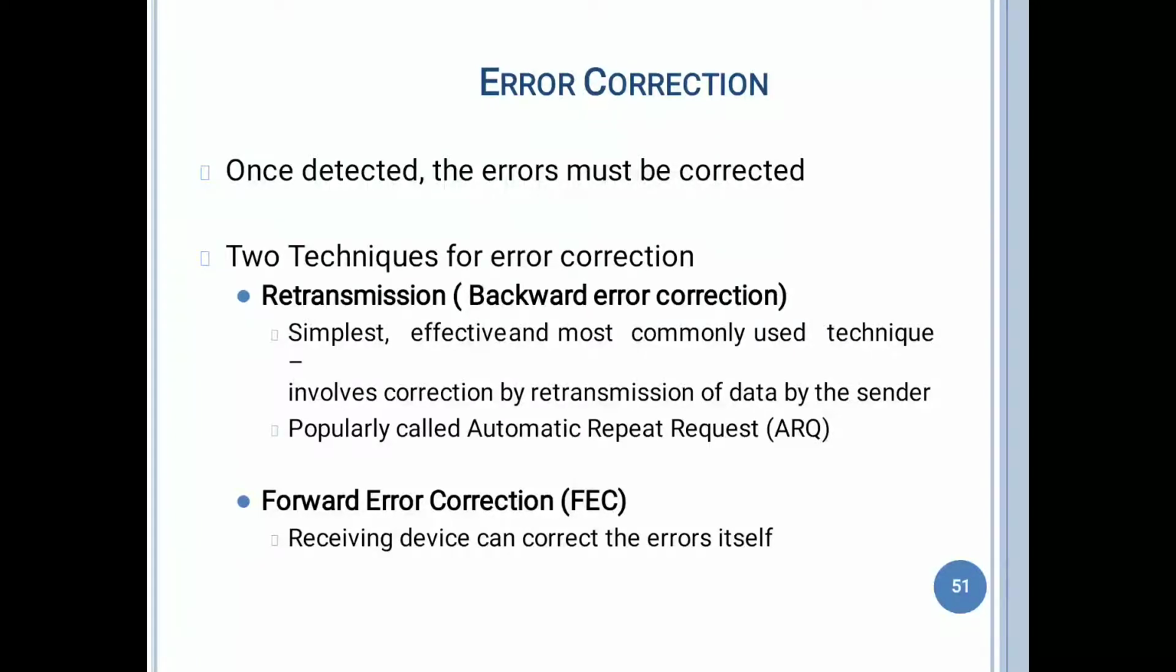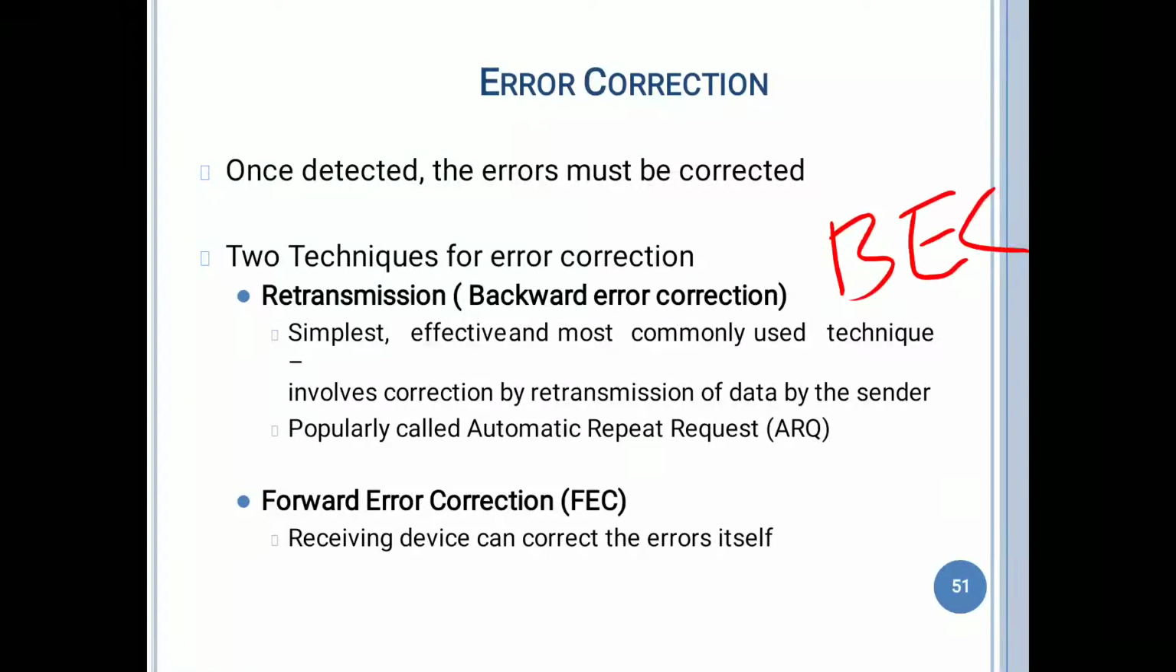once detected, the errors must be corrected. So for correcting the error, we use two different techniques. One is retransmission and the other one is forward error correction. The retransmission is also called backward error correction, that is BEC. So BEC, the backward error correction, is also called the retransmission technique, and it is used to correct the data.